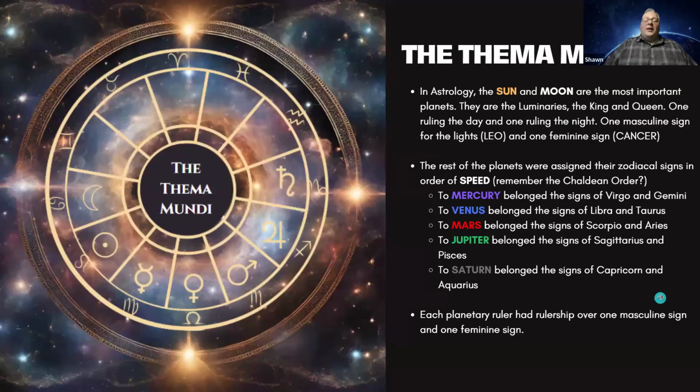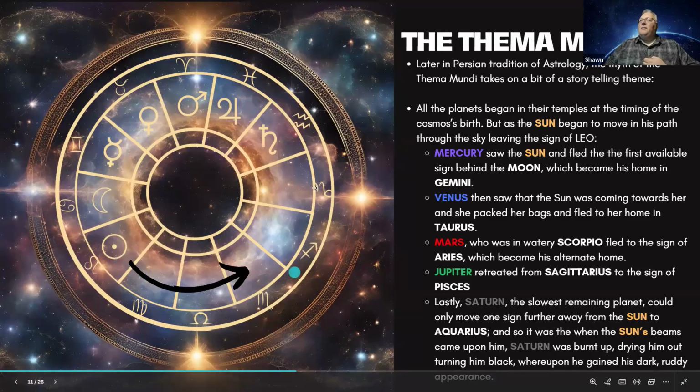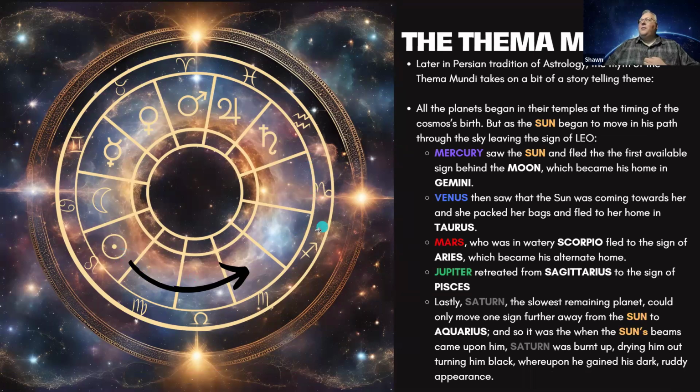There was another really fun mythological story, though, about the Thema Mundi that I think is quite cute. And it bears telling because I think it's a fun way to think about the Thema Mundi. And this came about later in Persian astrology, where the myth of the Thema Mundi becomes a little bit more fun, maybe childlike a little bit. But the way that it was described is that all the planets began in their temples down here, just like we just walked through. But as the sun began to move from the time that the cosmos began into its cycle, it began moving through the signs.